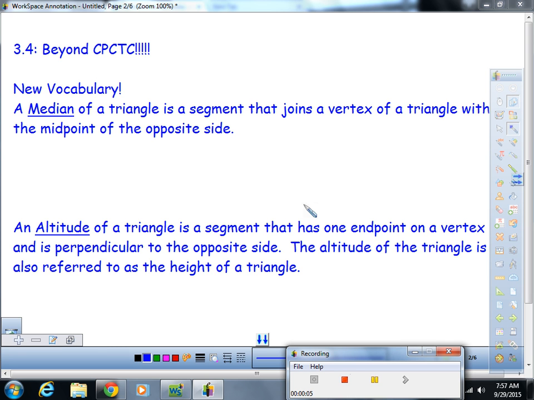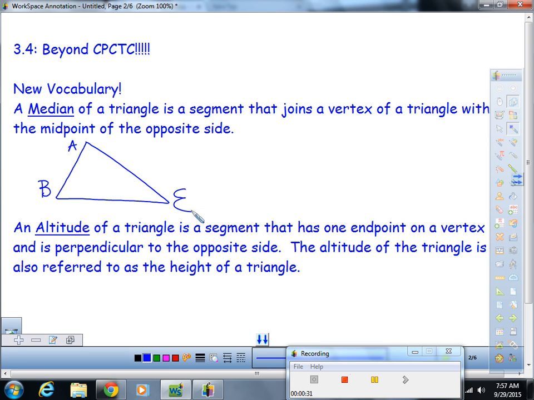All right, so we've got new vocabulary to start. The median of a triangle: there are 3 medians in every triangle. If we have triangle AB here, the median of the triangle goes from a vertex to the midpoint of the other side. So there's one median. I'll draw one more. Keep in mind, there are 3, but I'm just not drawing them all. There's another median. That's what a median is. A median bisects the opposite side from the vertex.